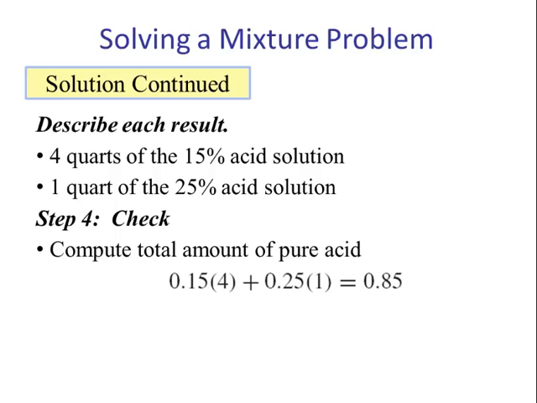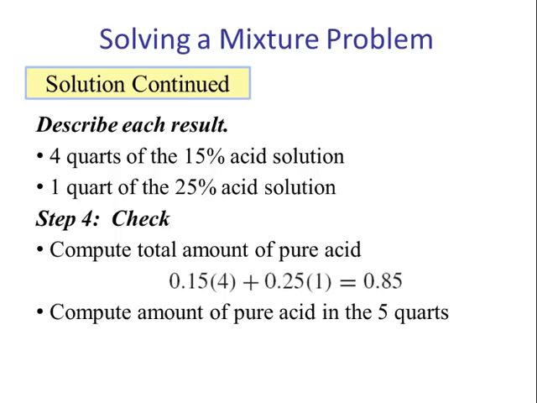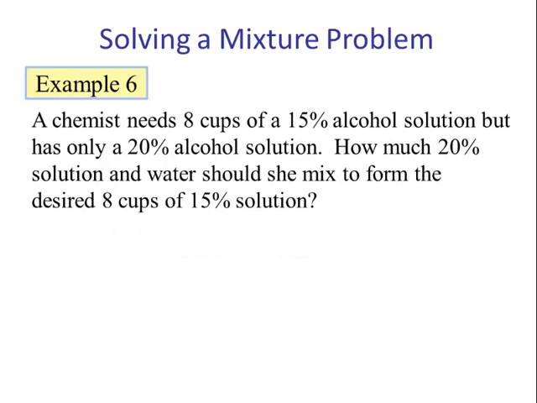Step 4, to check it, we compute the total amount of pure acid. So if we take 0.15 times 4, our x, plus 0.25 times y, which is equal to 1, we should get 0.85, and we do. Next we want to compute the amount of pure acid in the 5 quarts, and that's 17%, 0.17 times the number of quarts, which is 5, and that gives us 0.85. It checks. Example 6.